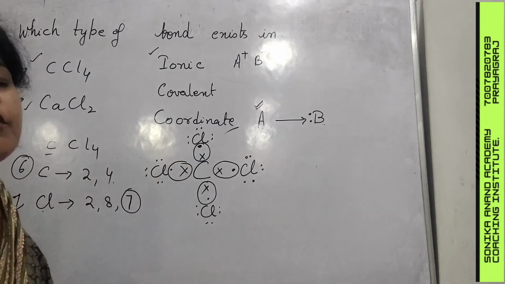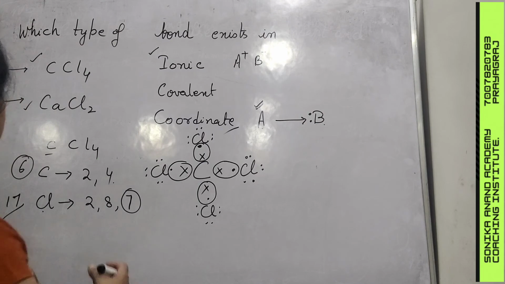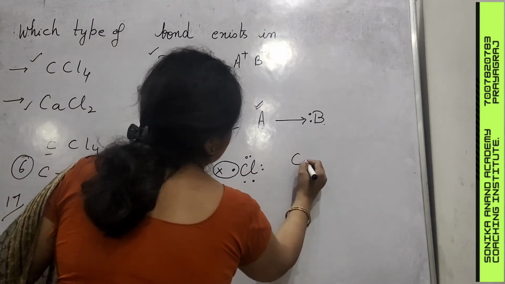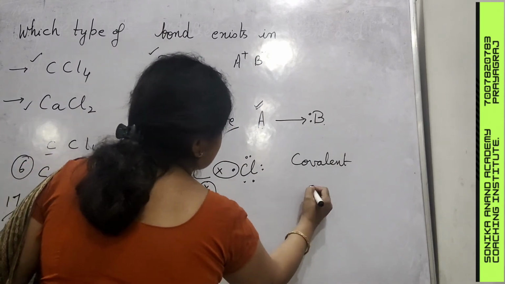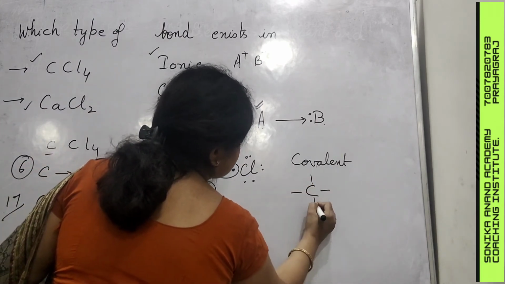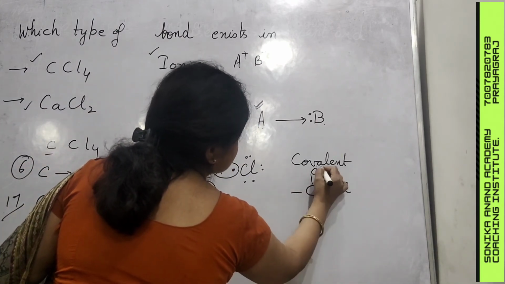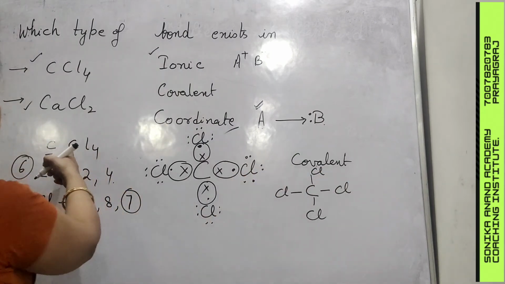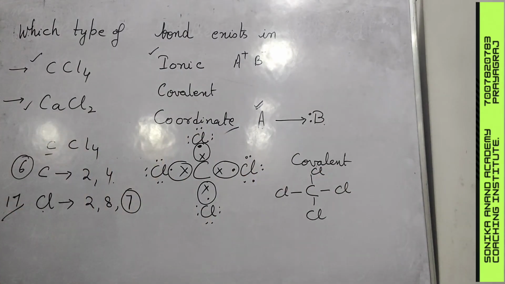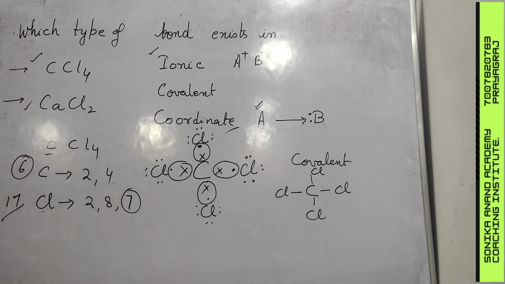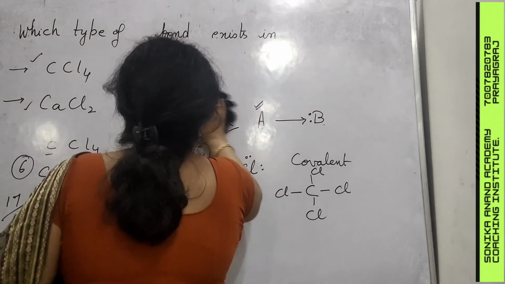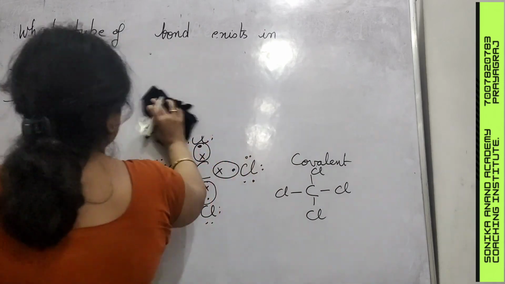So when there's a sharing of electrons and bonds are formed, this is covalent bonding. And here we can represent it in this way also. So in the case of CCl4, we have covalent bonding. Now we check for the bonding which exists in CaCl2.